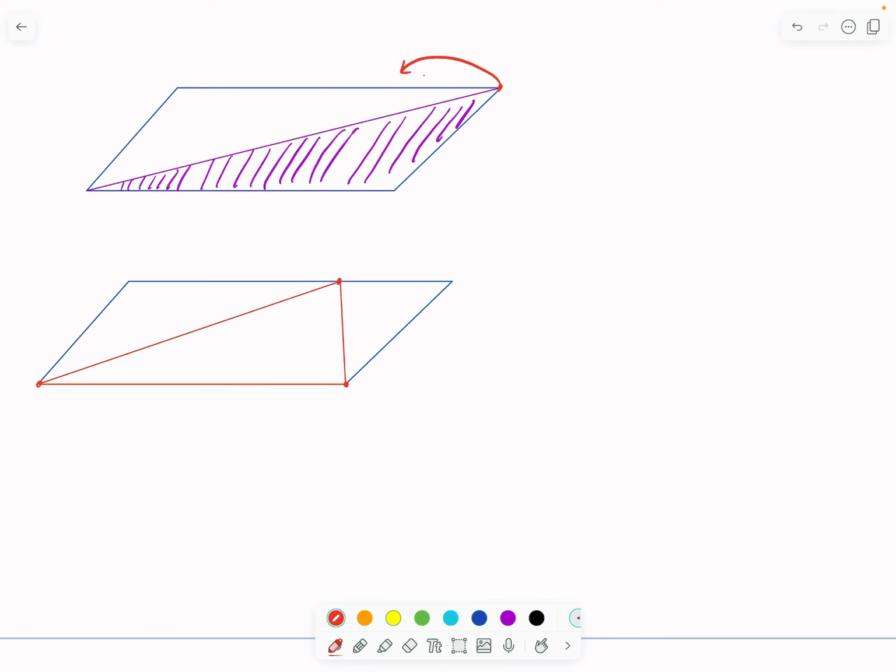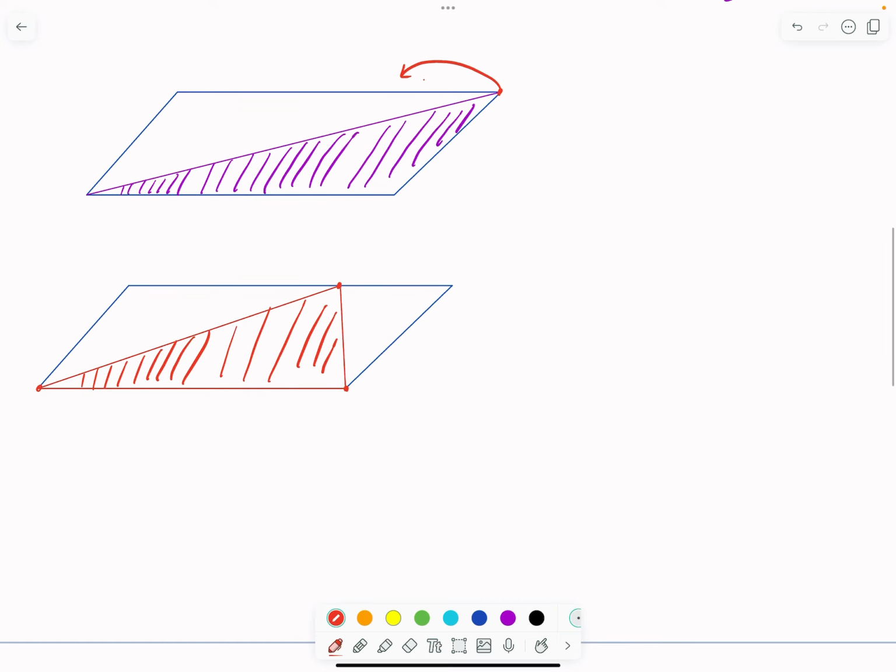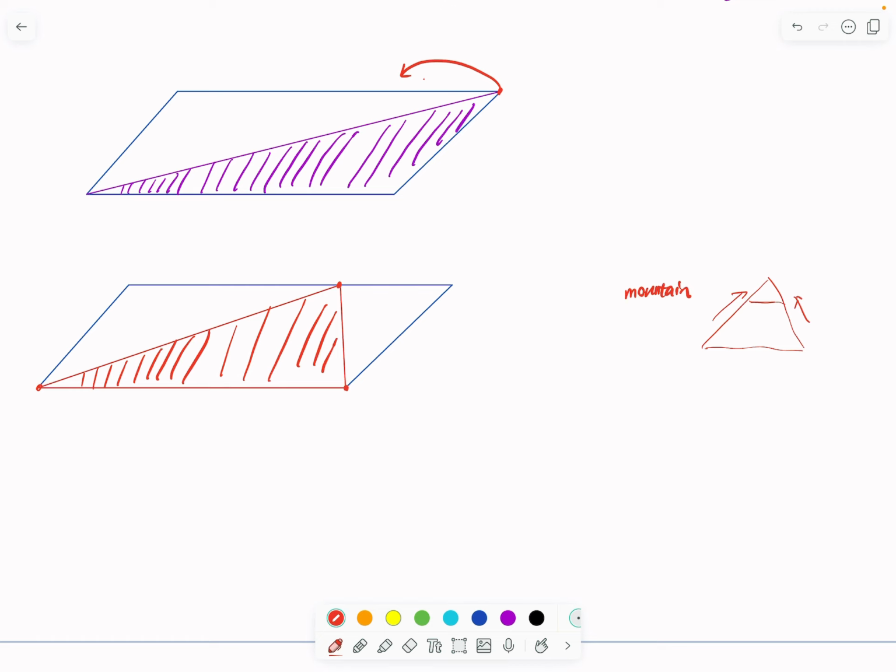That means this red part is also a kind of half model. We call this one the mountain. It's like the small mountain, like here, right? You can climb the mountain. So it's like the mountain inside the parallelogram. So this is half of the parallelogram.